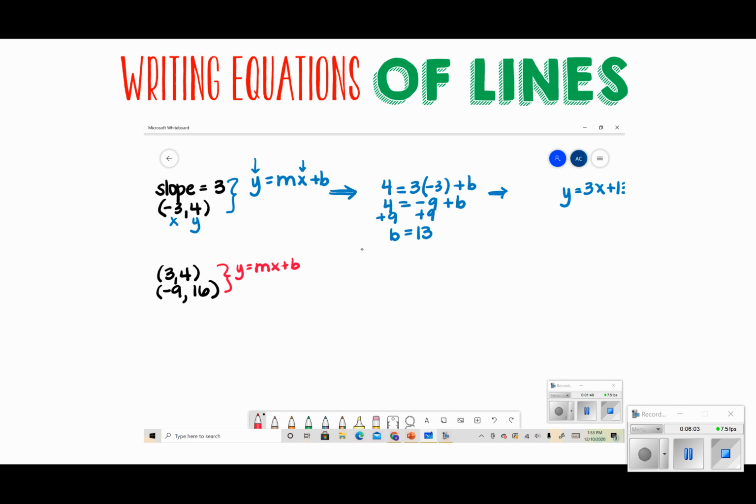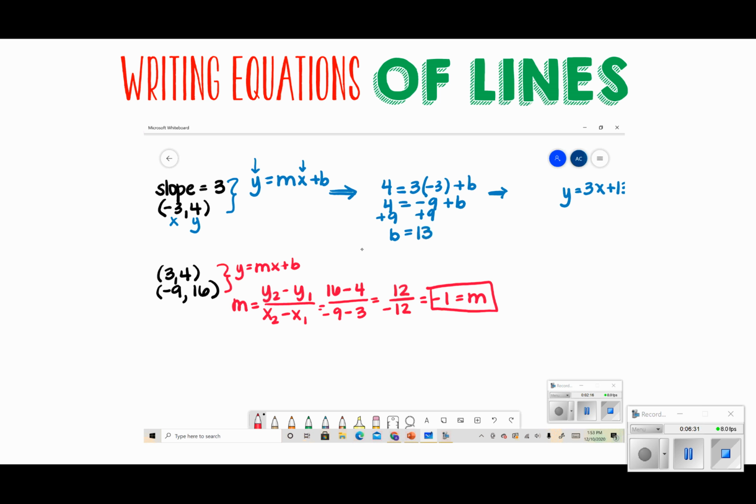is find my slope first. y2 minus y1 over x2 minus x1. So y2 is 16 minus y1, which is 4, over x2, which is -9, minus x1, which is 3. 16 minus 4 is 12. -9 minus 3 is -12. So my slope is -1.